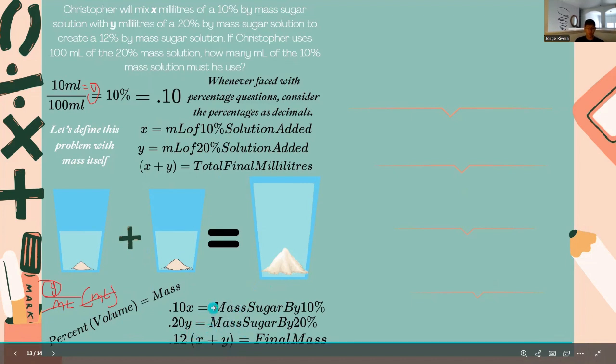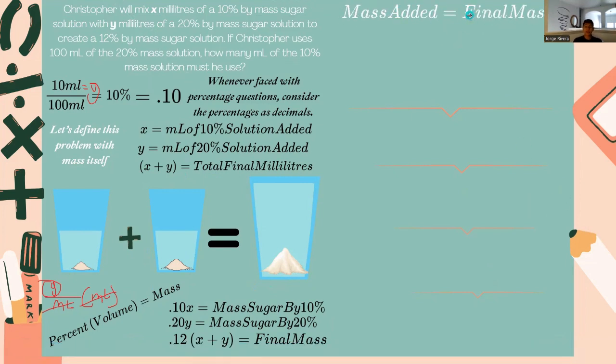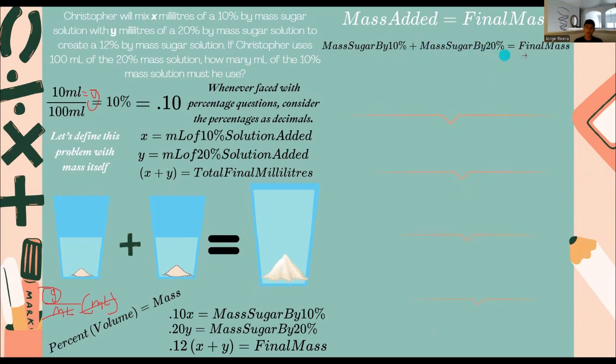So 0.12 times x plus y, the total amount of the final milliliters, is going to give you the final mass. The mass added is going to be the final mass, because we're not adding or removing sugar in this equation. It's going to be the same amount of sugar that we begin with and end with, and the same amount of water that we begin with and end with. The only thing that's changing is the ratio, depending on how much water we have. So the mass of sugar from the 10% and the mass of sugar from the 20% is going to be the final mass.